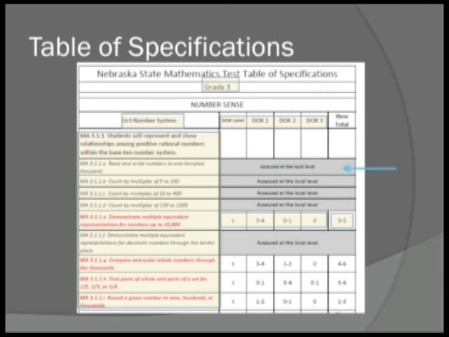Again, there are standards that are listed that are to be assessed at the local level. So here's an indication as to what will appear on the NeSA exam and what will not be on that exam, but the responsibility of the local school districts.